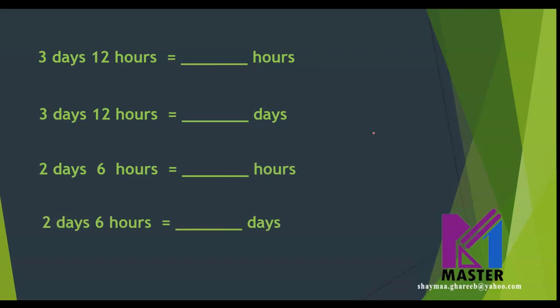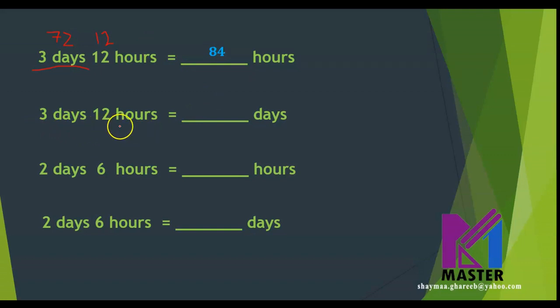Now we are going to change between days and hours. We know that in one day we have 24 hours. So if I have 3 days, which means 3 times 24, which is 72. So we have here 72 hours and 12 hours. So in total, we have 84 hours. 72 plus 12 equals 84.